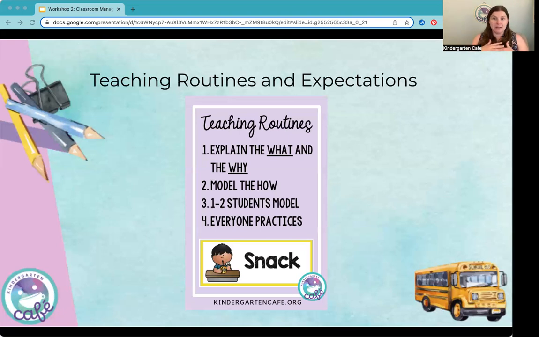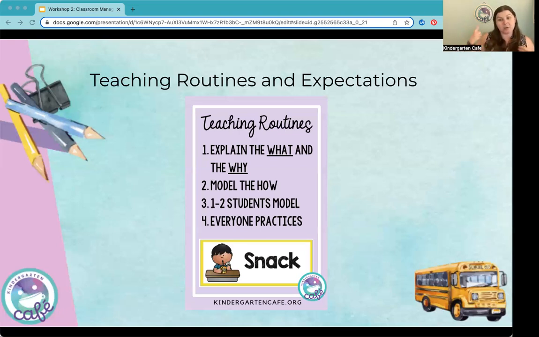So I do this when I'm first introducing a routine, but I'll also do this again if I see someone not following the expectations, not just one person, but if I see the class slipping, I'll just pause and say, you know what? We need to practice that again. If I say go to the rug and everyone starts running over, stop, go back to your seats. We're going to practice that again. Who can show us what's the expected way to go to the rug?